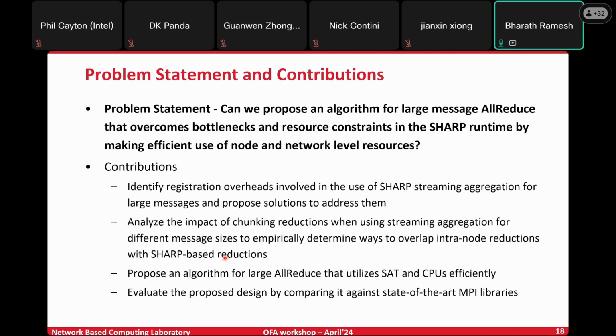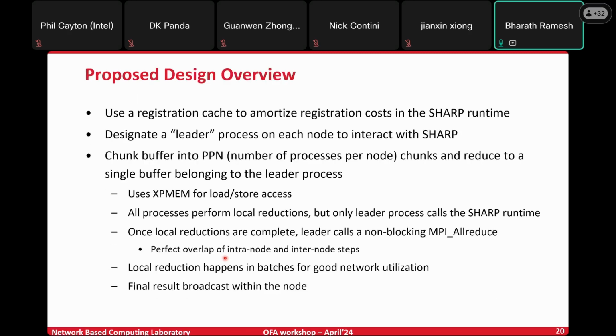To do this, we first analyze the impacts of chunking reductions. This is to establish some sort of pipeline where we try to overlap the reduction operations with network operations. We propose an algorithm for large message all-reduce on CPUs that utilizes streaming aggregation and XPMem. And we also show some evaluations against state-of-the-art MPI libraries.